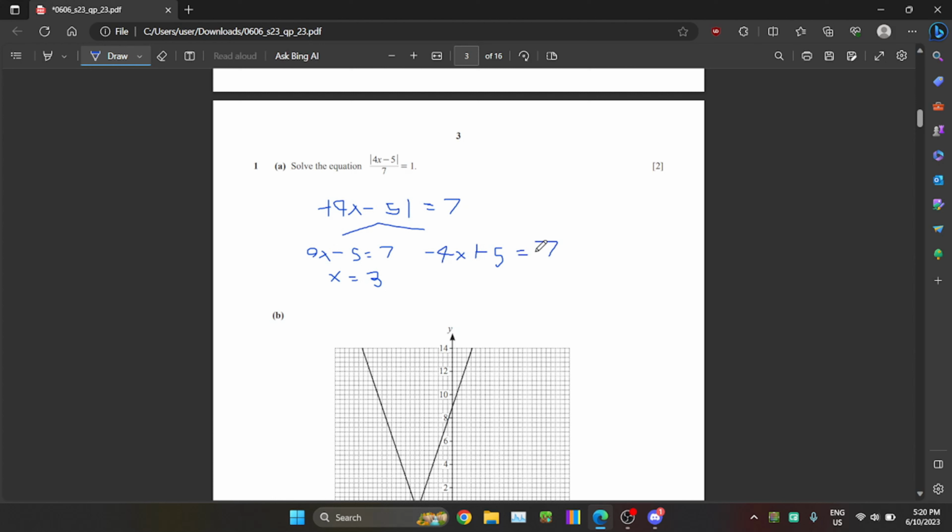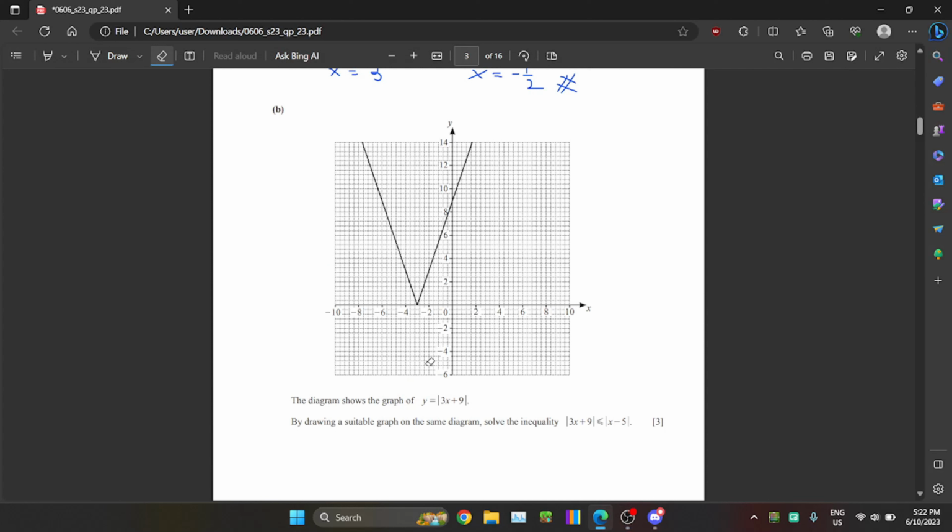We bring the 5 over, so that's 7 minus 5, that's 2. So that means negative 4x equals 2. So x is 2 over negative 4, or negative half. Damn, just like that.